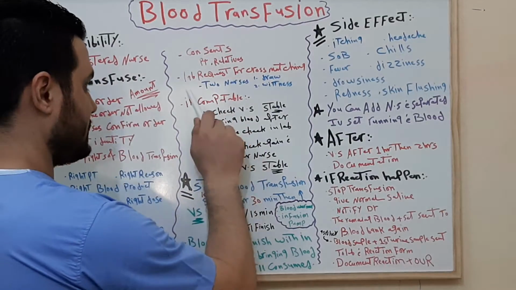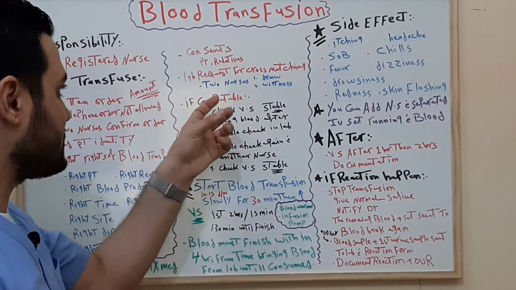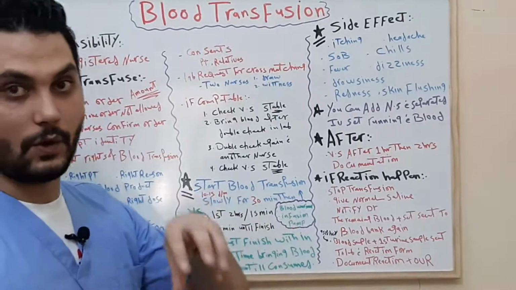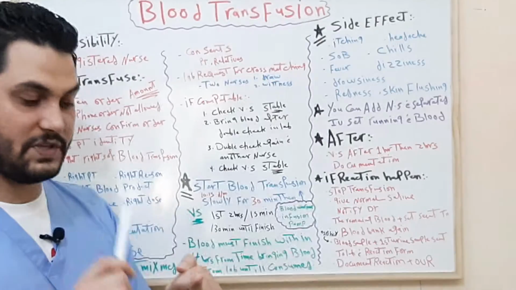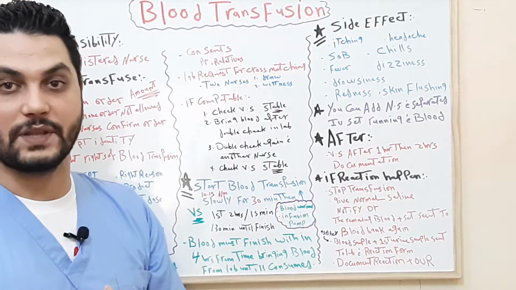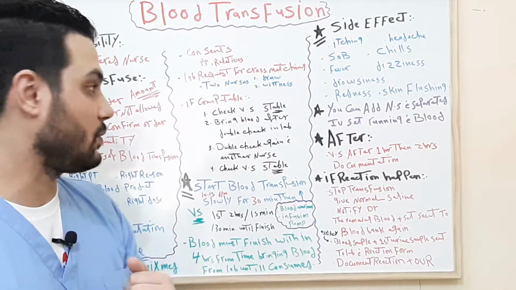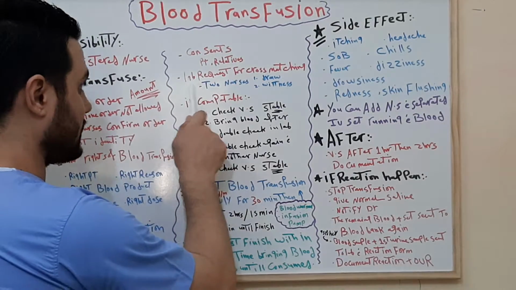Then you send this one to the lab. The request you send to the lab must contain all the data of the patient: patient name, patient MRN, patient diagnosis, hemoglobin of the patient, if the patient has had any reaction before, and if the patient was transfused any blood product before. So you write all the data in the request.